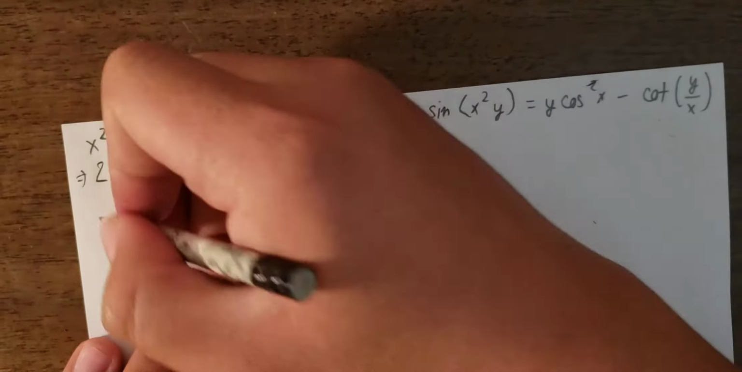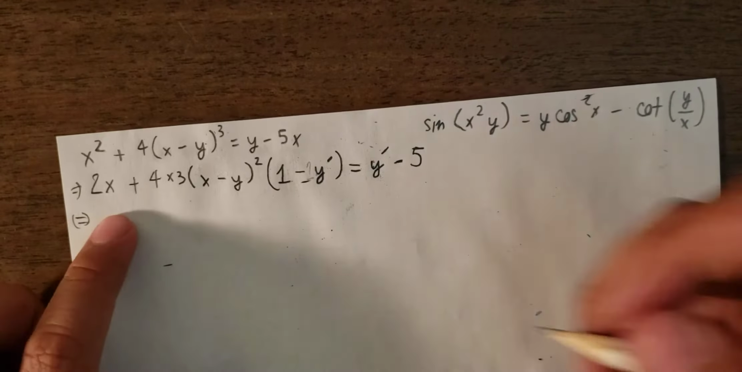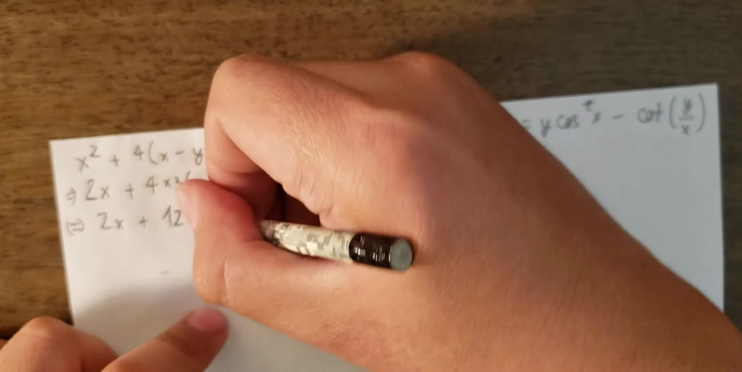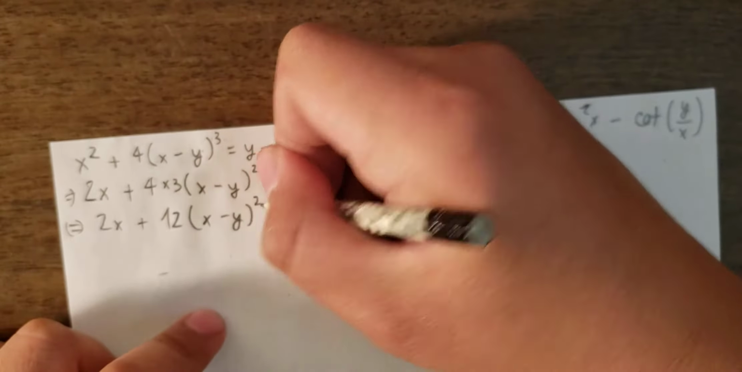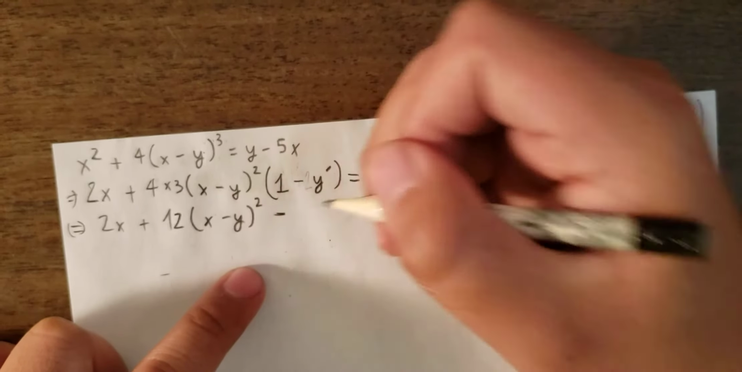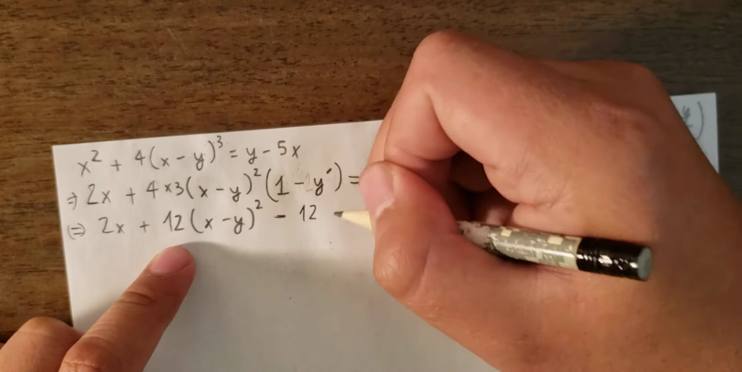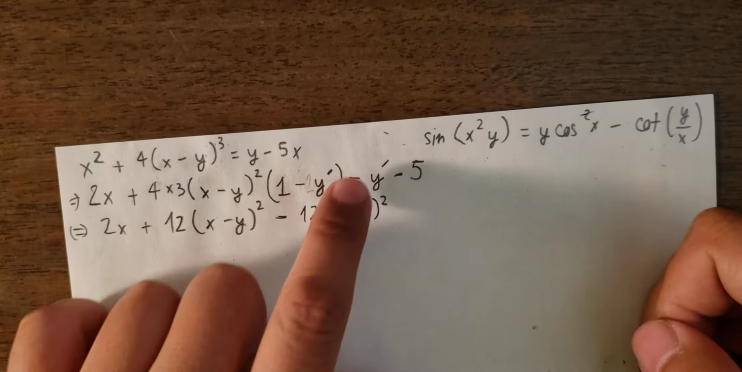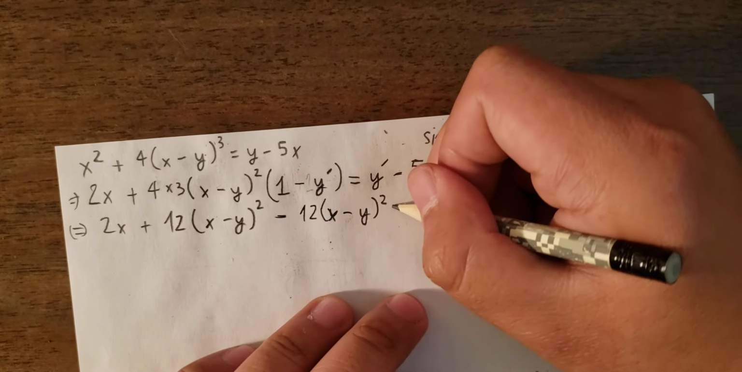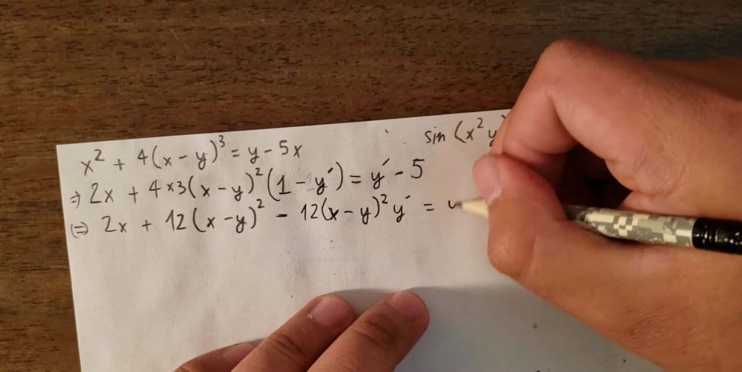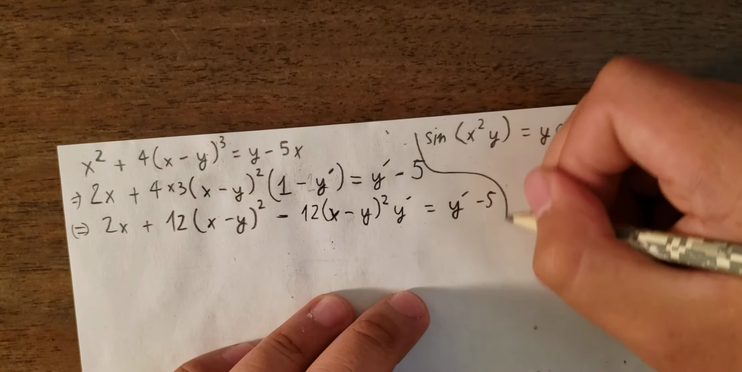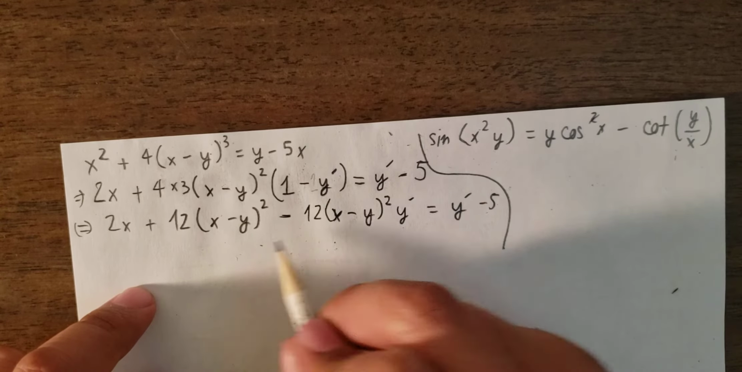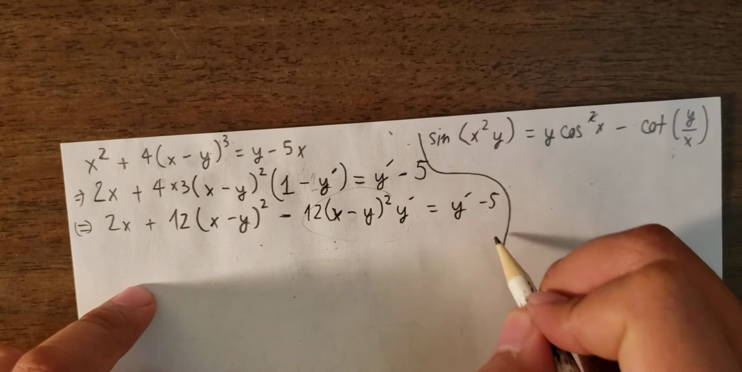So now we will have in here 2x plus 12 x minus y power 2. We have the minus 12 x minus y power 2, and we have first derivative of y in here. Later that we keep number 5 on the left and this one on the right.